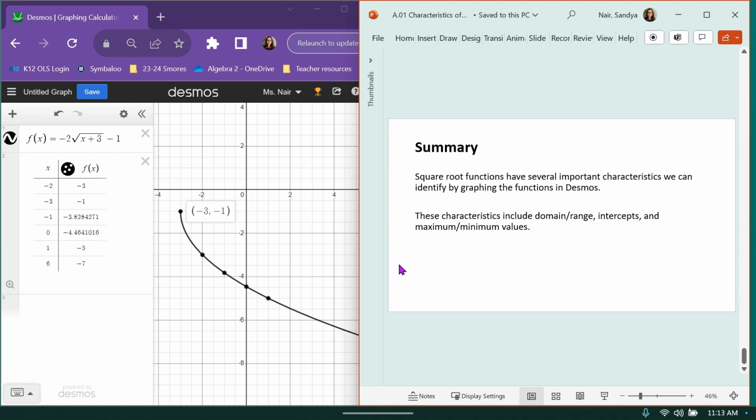So remember that square root functions have several important characteristics that we can identify by graphing in Desmos. These characteristics include the domain and range, intercepts, and maximum or minimum values.